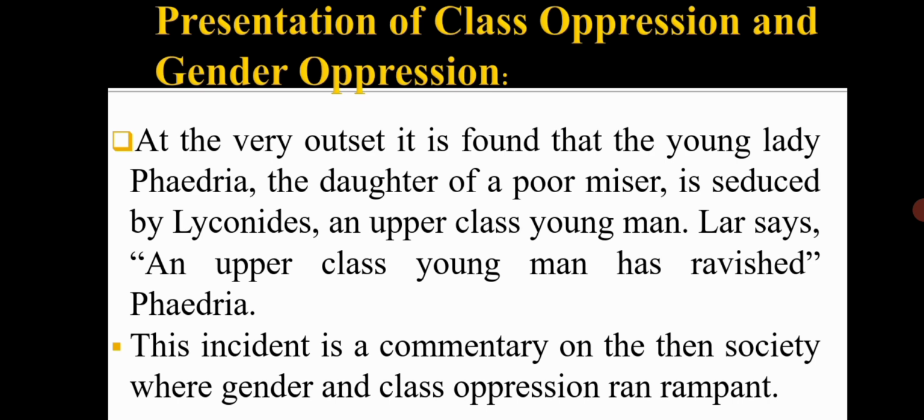What we are finding is that Lyconides belongs to the upper class and Phaedra belongs to the lower strata of society. She has a poor economic background, and a man of Lyconides's status, having a large amount of wealth, seduced a poor girl. So it is class oppression. And how is it gender oppression? Lyconides is a male and he is seducing a female. So class oppression and gender oppression were rampant in the Roman society of that time.